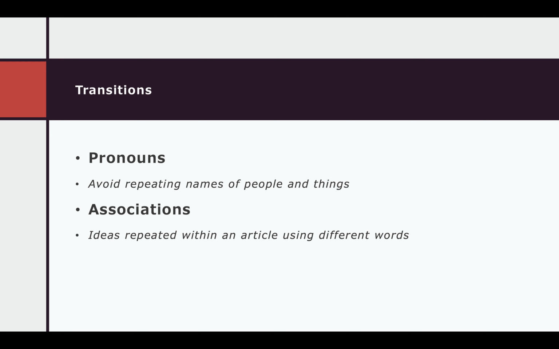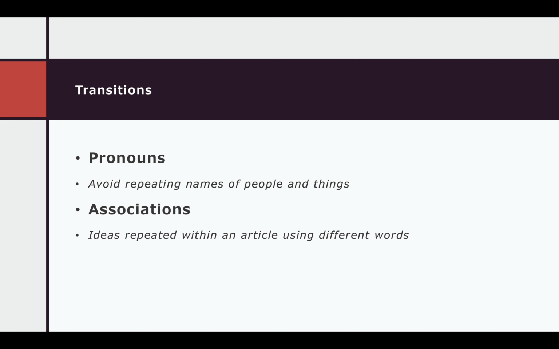Now, I'm going to mention using pronouns. Make sure that you're very clear when you do use pronouns. You want to avoid repeating names of people and things all over the place. It does become quite repetitive. It's kind of a hook to make things interesting. If you get too repetitive, people get annoyed.